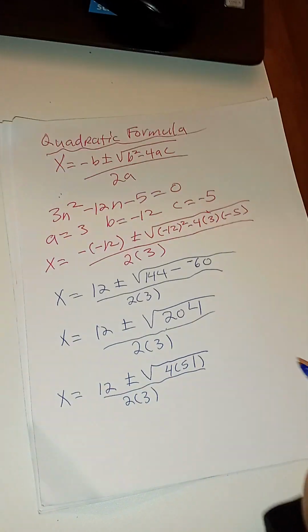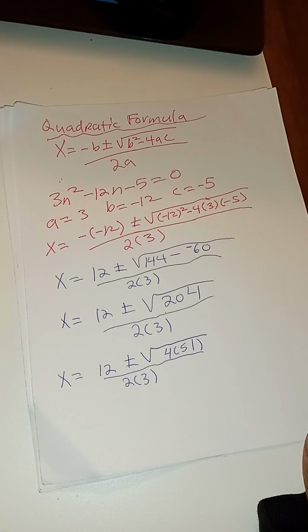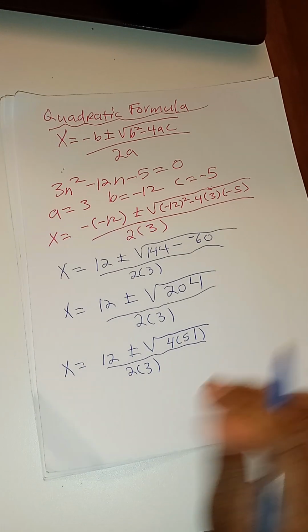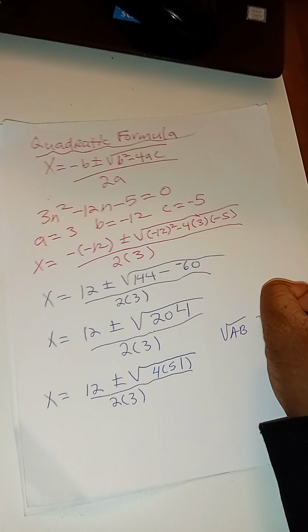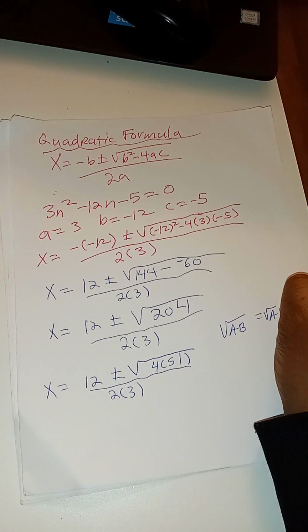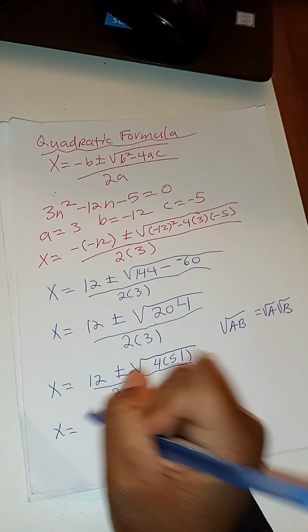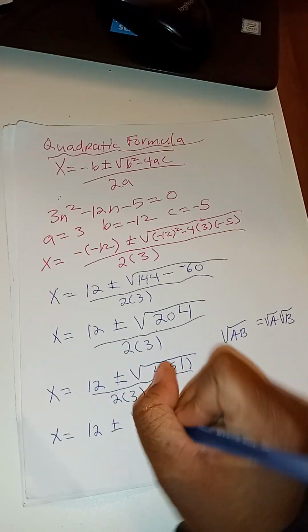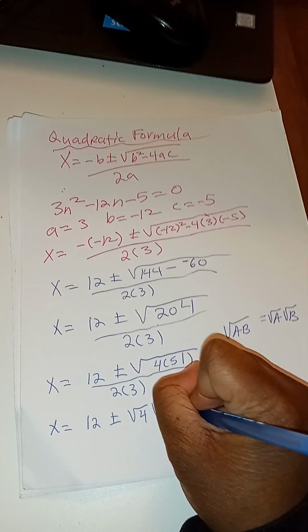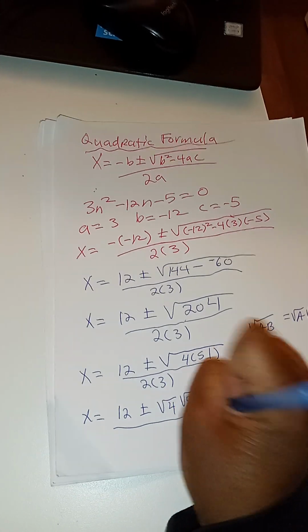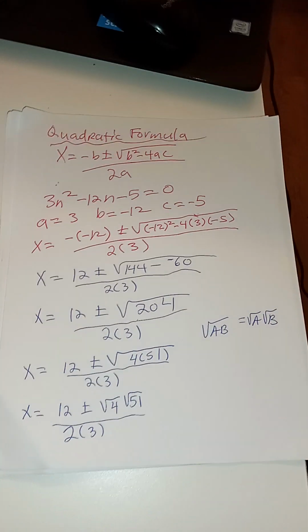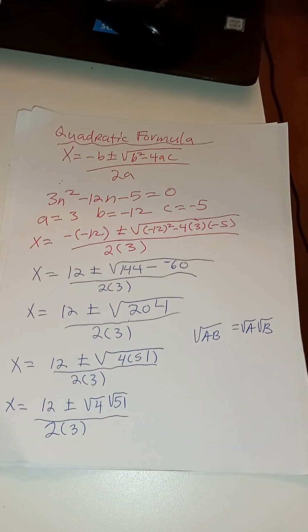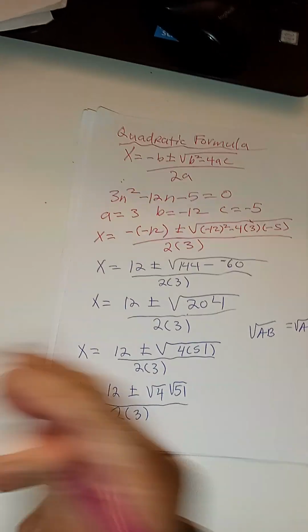So x is equal to 12 plus or minus the square root of 4 times 51 divided by 2 times 3. And we need to know this rule: the square root of AB is equal to the square root of A times the square root of B. So x is equal to 12 plus or minus the square root of 4 times the square root of 51, all over 2 times 3. And let's have this marinate for a little bit here. And now let's move on to the next page.